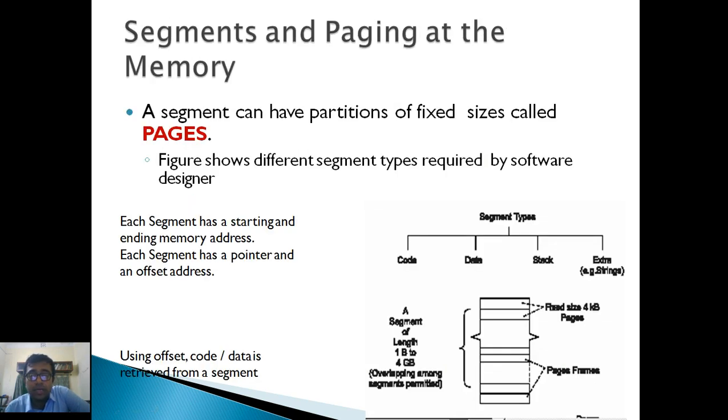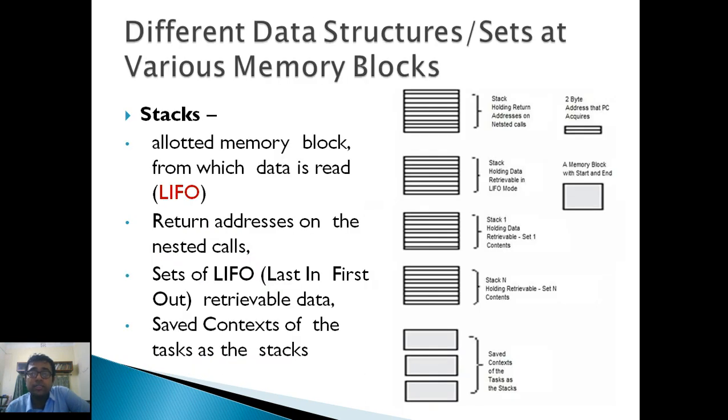So each segment has a starting and ending memory address. Each segment has a pointer and an offset address. Using the offset, code and data are written from the segment, as we already discussed. Okay, let's go to the next slide. Different data structures and sets at various memory blocks.